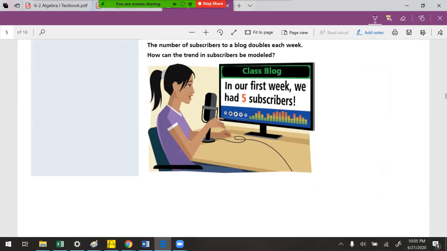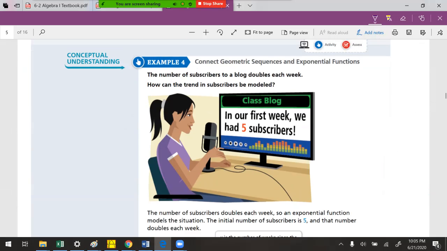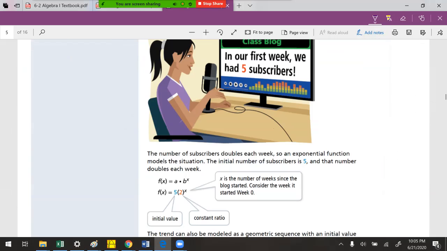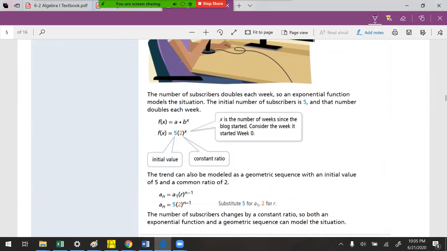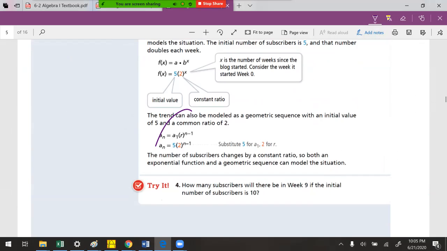Here we go. For this one right here, the number of subscribers, you're starting off with 5, and how could the trend of subscribers be modeled? You're doubling each week. So you're starting with 5, you're multiplying by 2 to get the next number. There's your equation. Boom. For this one here, how many subscribers will there be in week 9 if the initial subscribers is 10? Well, let's make the equation. 10 times 2 to the power of n minus 1. Plug in 9 for n.